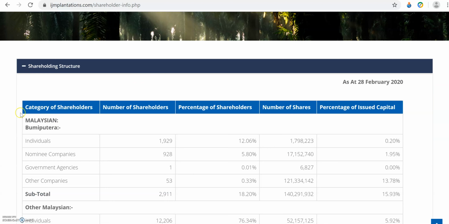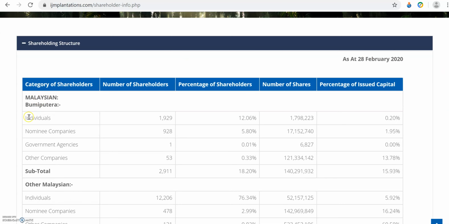Can you see we have this category, number, percentage, and number of shares, percentage of issued capital. This is the number of shareholders. We have Malaysian individuals, about 1,929 shareholders, holding 12.06% of shares. They have 1,798,223 shares, and in percentage of issued capital they only contribute 0.20. So we have these nominee companies, government agency, and other companies.